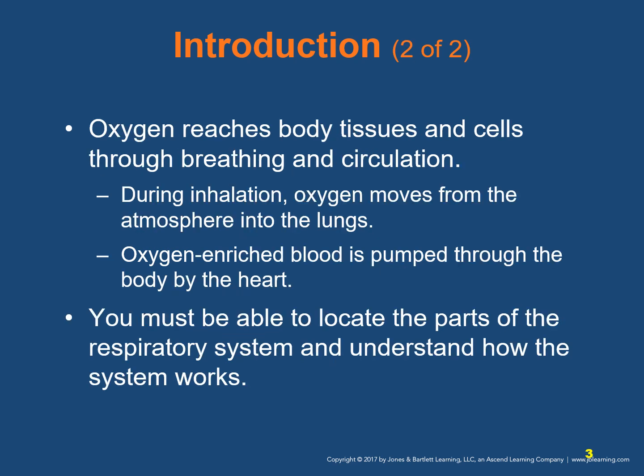Oxygen reaches body tissues and cells through two separate but related processes, breathing and circulation. During inhalation, oxygen moves from the atmosphere into the lungs. Oxygen then crosses the alveolar membrane and attaches to hemoglobin by a process called diffusion. Red blood cells carry the hemoglobin, and therefore oxygen, through the body, ultimately delivering it to the capillaries to oxygenate body cells. At the same time, carbon dioxide produced by the cells and tissues of the body moves from the blood into air sacs by diffusion.